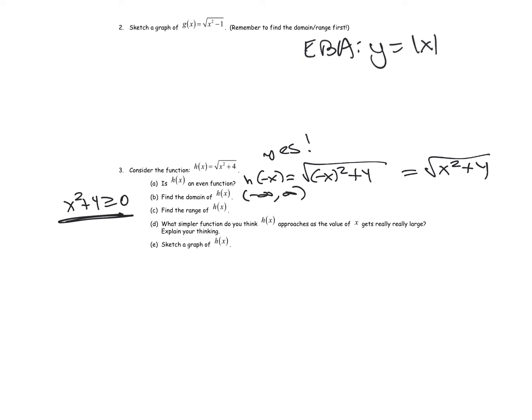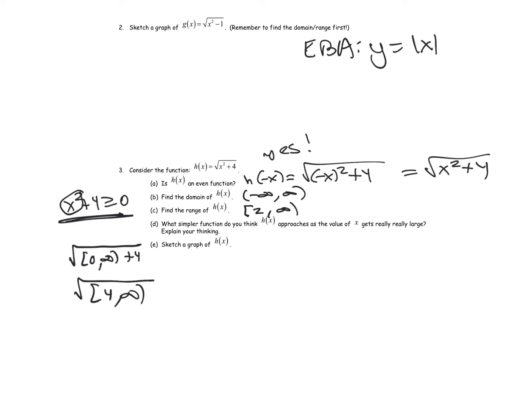The range, you got to be careful here because I can plug in all reals. So if I look inside the square root, the smallest x squared would be 0. And then it gets huge. And I've got this plus 4. So inside the square root, it's ranging from 4 to infinity. So what does that mean the range of my function is? Well, it'll be the square root of 4 to infinity, or 2 to infinity.